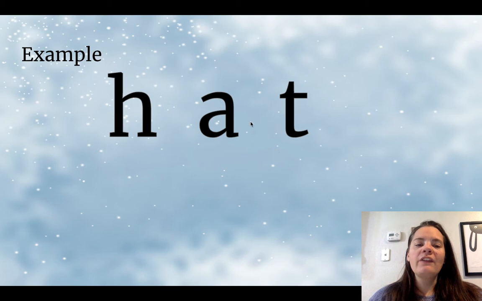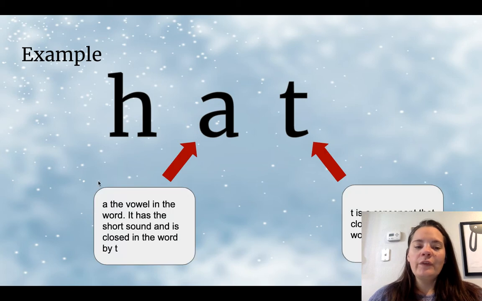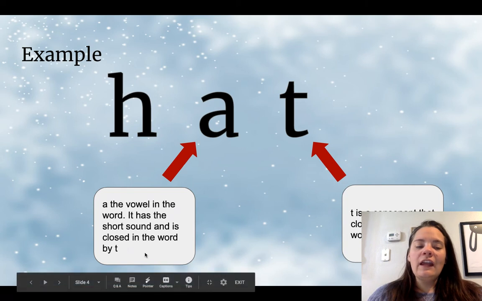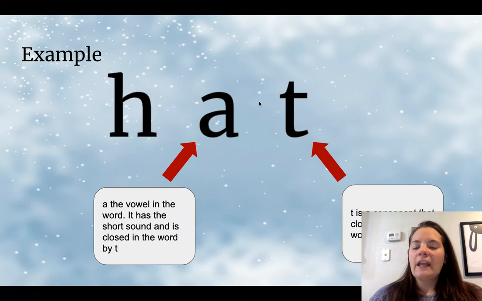So, I have the example hat. I have this vowel right here, A. It is closed off, meaning that it has the pattern of a consonant, vowel, consonant, with the consonants H and T. Okay, so it is not out in the open. It has this T that's kind of blocking it from the rest of the word or the rest of the sentence. Okay, so I have my A vowel. It has the short sound A, and it is closed by the T. And then my T is the consonant that is actually closing in that A.